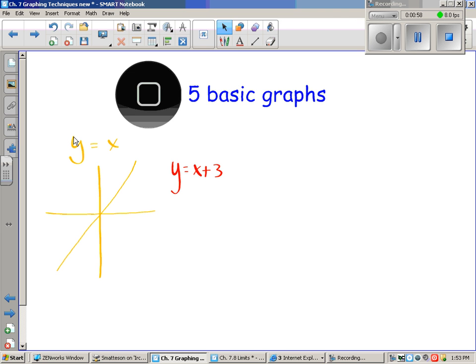If I gave you this equation, y equals x squared, hopefully we know what that one looks like. What's that graph look like? A parabola. Way to go, Casey Fuller.